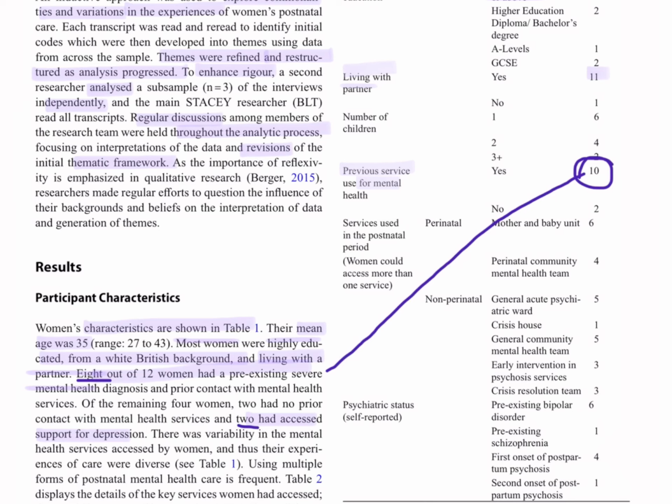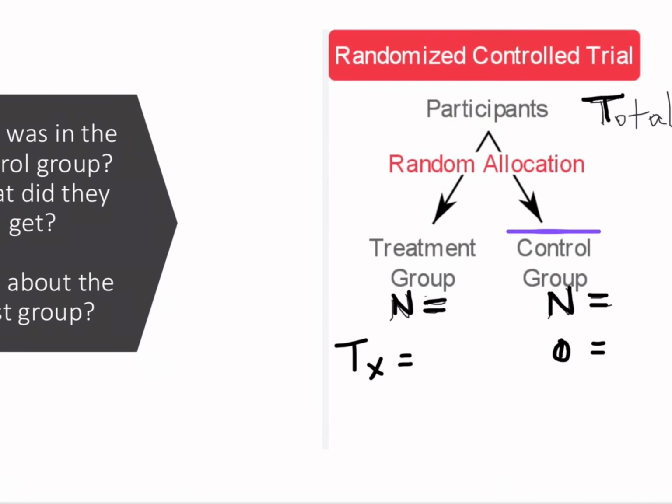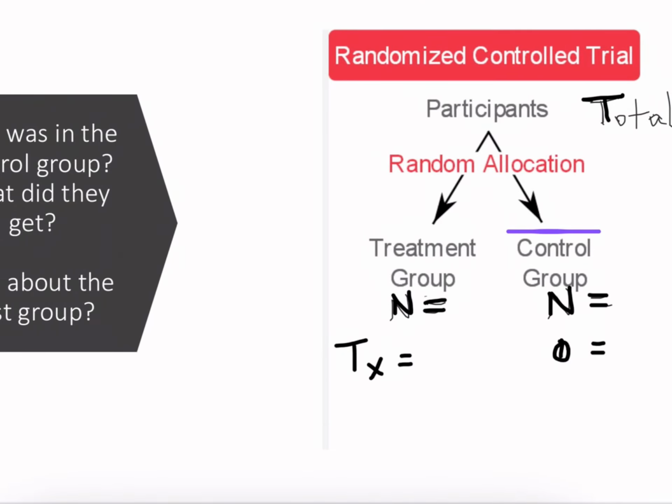Now what about for your own article that maybe has a different method? Well, let's take a look at how your notes will be slightly different. So let's start with randomized controlled trial. Your total participants will also be in the results section, and it will also say how many participants took part in the treatment group and how many took part in the control group. It will mention words like randomly allocated or randomly assigned.